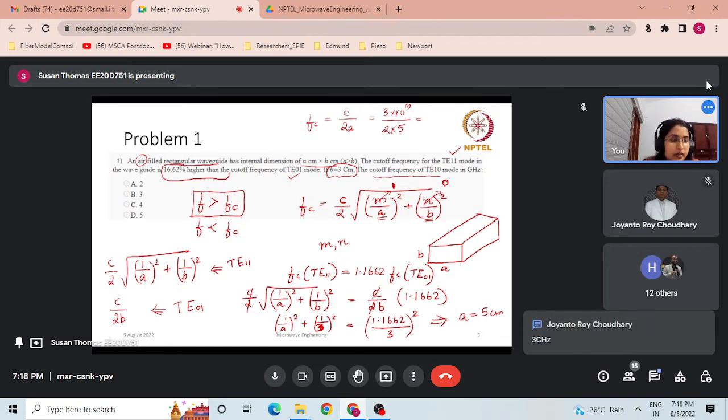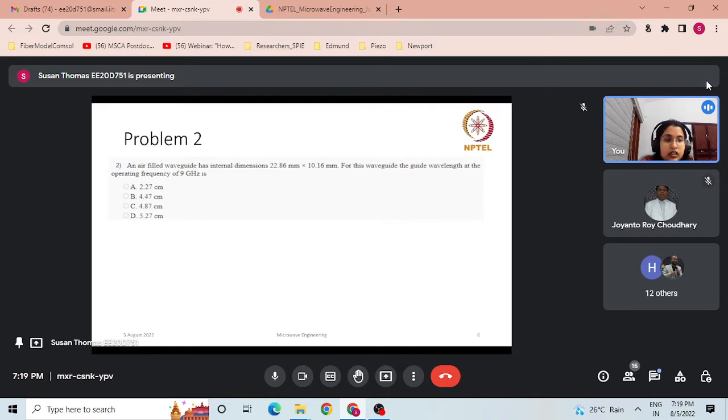Can you please try to calculate the frequency? Yes. So we get the frequency as 3 gigahertz. So answer option B. I hope this question is clear. This is a very standard question often found in the GATE question papers as well. Try to solve these kinds of questions and understand. So let us go to the next problem.